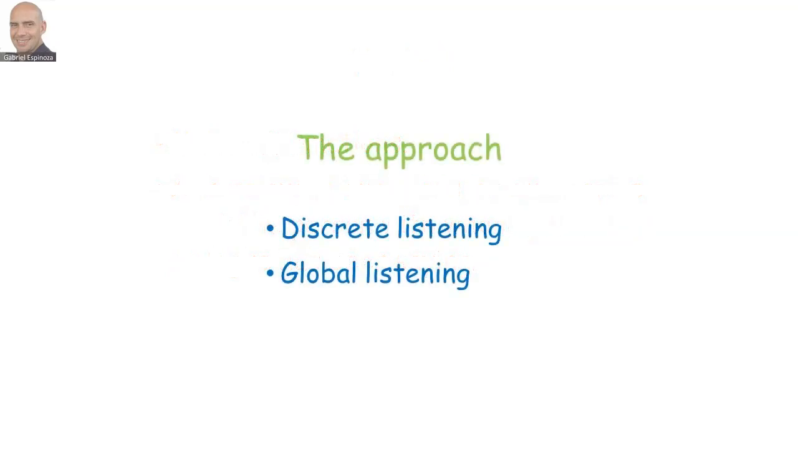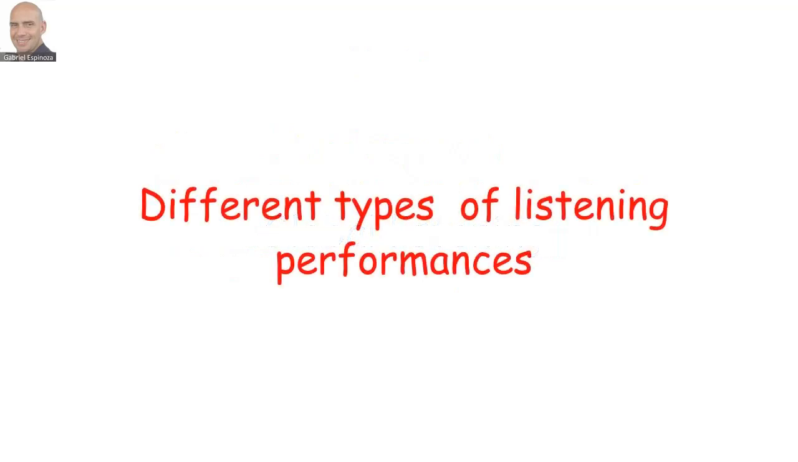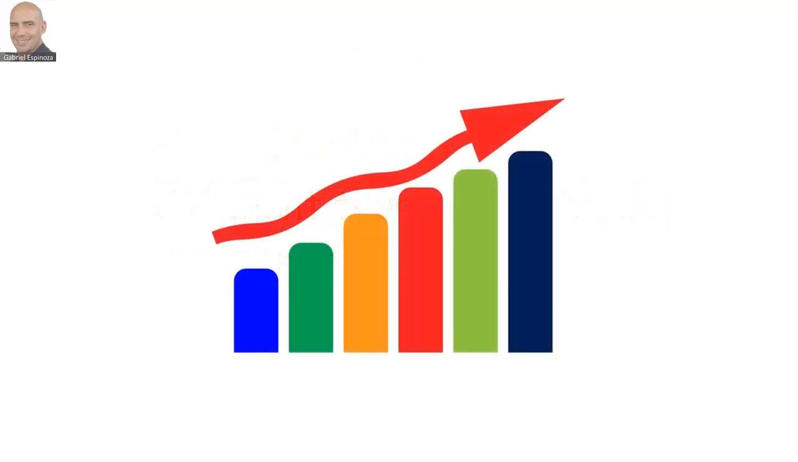The approach to this skill in this syllabus implies strategies from discrete listening to global listening. Discrete listening means listening for detail, whereas global listening refers to listening for the main idea. Both of them involve different types of listening performances, and they will be shown by level in a rising progression from preschool to the diversified education cycle.